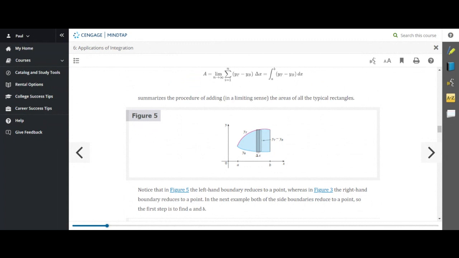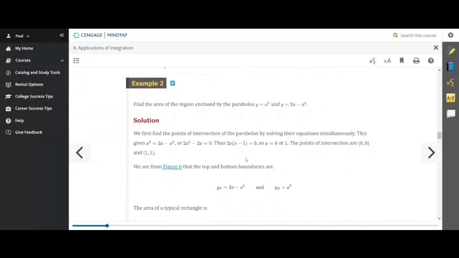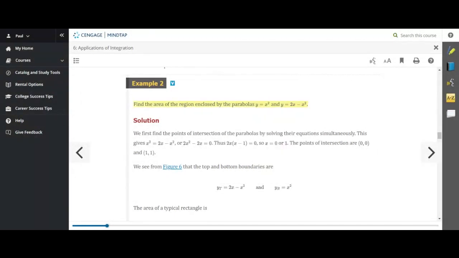All right, let's look a little bit more here. Let's look at the second example. They want you to find the area of the region enclosed by the parabolas y equals x squared and y equals 2x minus x squared. So you have two parabolas that are going to enclose a region.